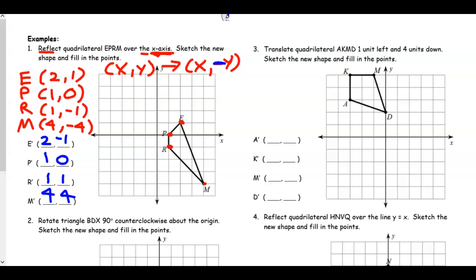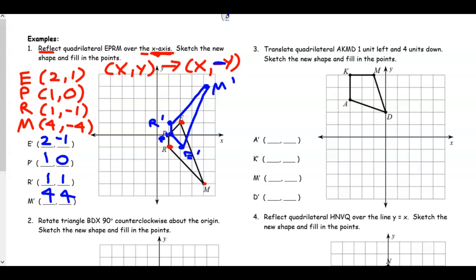Okay? 2, negative 1. That's my E prime. 1, 0, overlapping P. 1, 1, my R prime. 4, 4. Now it's kind of overlapping, right? But you connect those 4 points, and it should look somewhat the same, just reflected across the horizontal x-axis. Okay.